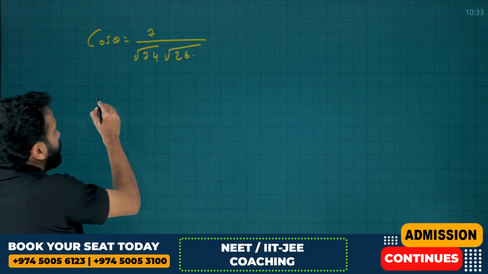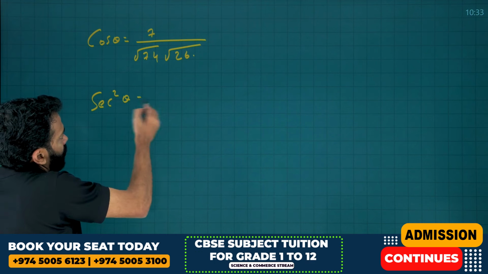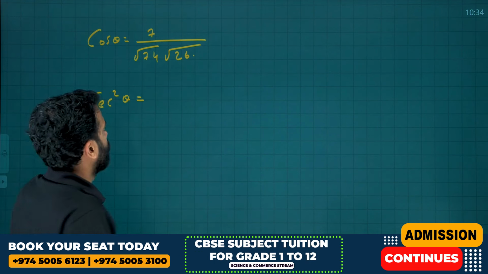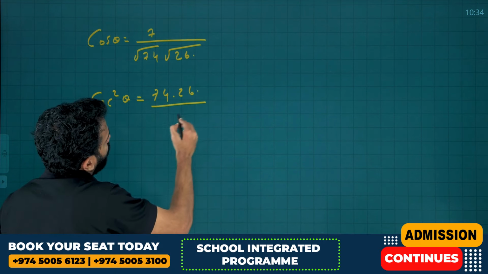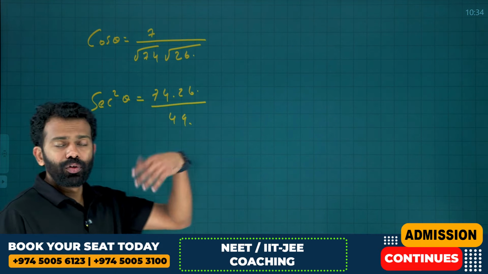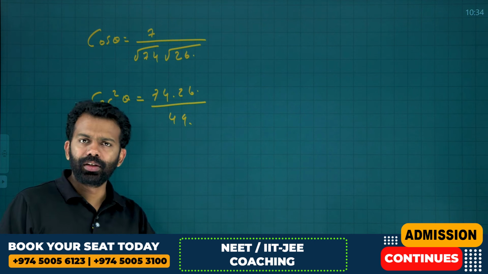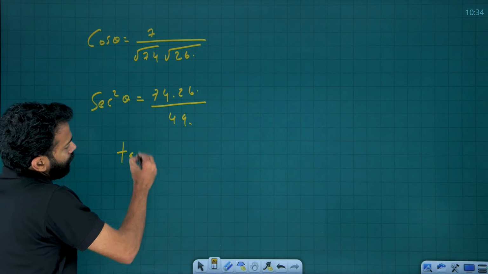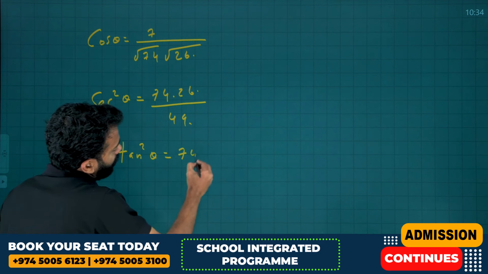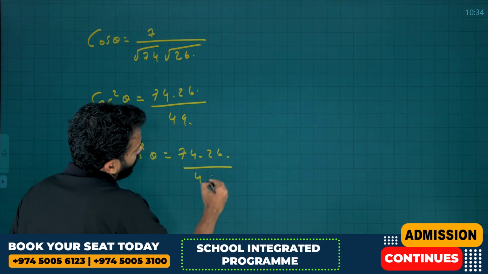Okay. Then what is sec square theta? We got the answer. Sec theta is a reciprocal, and square it. That is 74 into 26 divided by 49. And we can use the formula of tan square theta here. Tan square theta is equal to sec square theta minus 1. Therefore, this minus 1 is tan square theta. Tan square theta is equal to 74 into 26 by 49 minus 1.